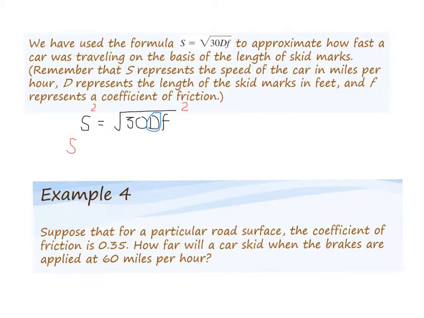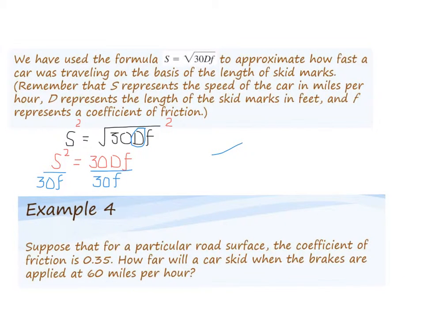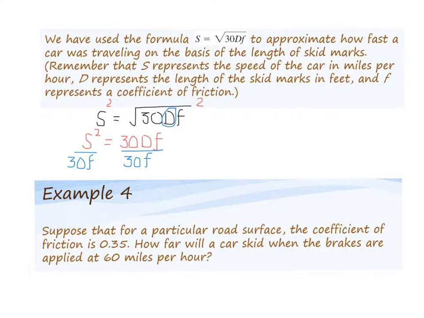And now we'll have S squared is equal to everything under the radical, we call that the radicand, 30DF, without the radical. And now we're solving for D, and we notice that it's being multiplied by F and by 30, so we can divide by 30F on both sides of our equal sign to get the D alone. These 30s will cancel, and the F's will cancel. And we will have D equals all by itself.